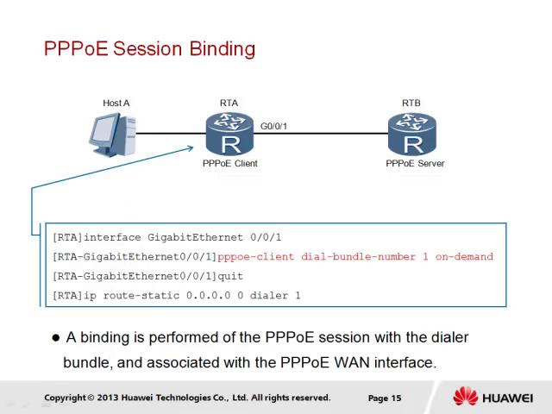Once the dialer interface has been created and the general configuration parameters have been configured, we next need to complete the binding of the dialer bundle to the interface over which negotiation of the PPPoE session is to take place, which in this case is interface GigabitEthernet 0/0/1 of RTA. We therefore must firstly go to the interface view for this particular interface and implement the command pppoe-client dial-bundle-number, for which the dial bundle number used should match the number of the dial bundle previously created. What this basically does is bind the dial bundle to the interface.